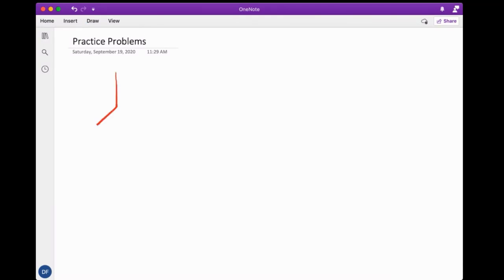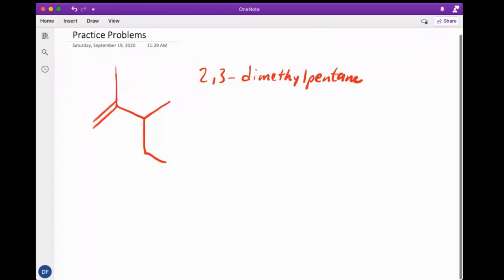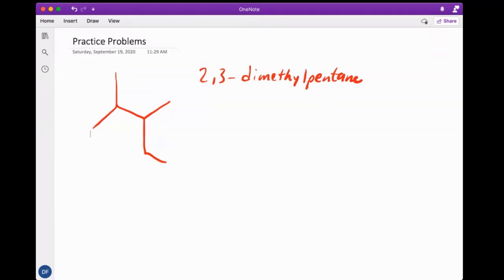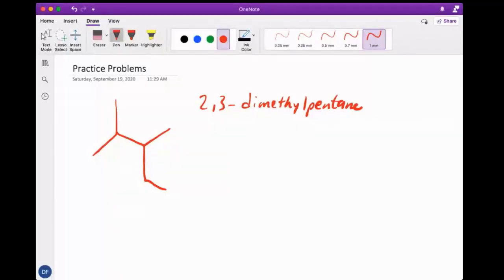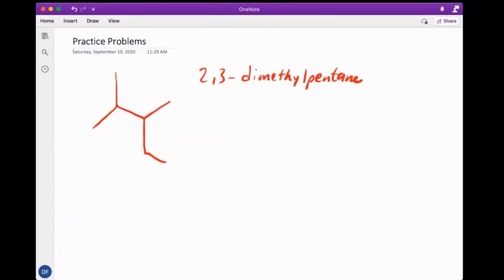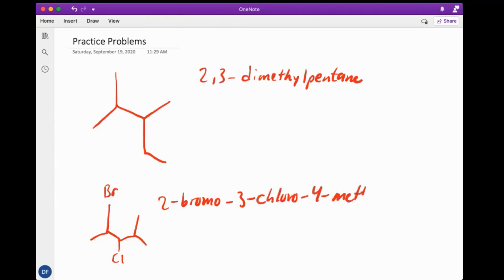So the first one we got with this will be a 2,3-dimethylpentane. Next one would be... If you guys have any questions, just text it in the chat.